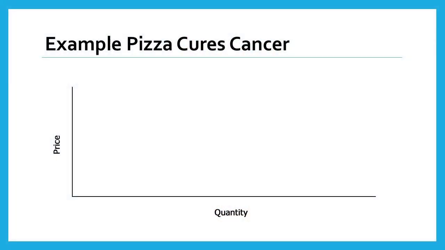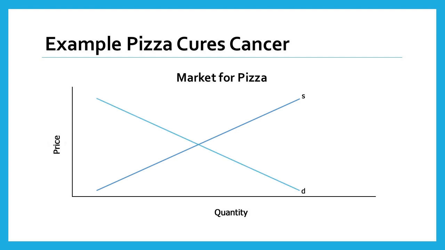Well, let's do a different scenario. Let's say, for example, pizzas cure cancer. Right? Pizza cures cancer. What's the market? The market is the market for pizzas. So notice that I start out with the supply and demand curves and I label P1 and Q1. Well, if pizzas cure cancer, question 2, who does this affect? Does it affect buyers or sellers?